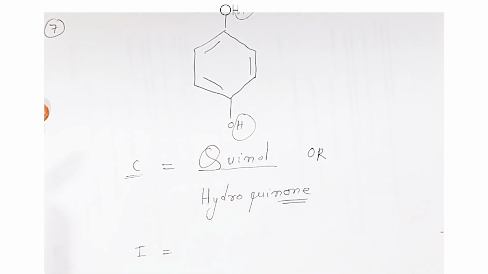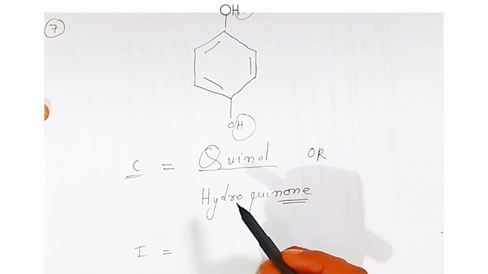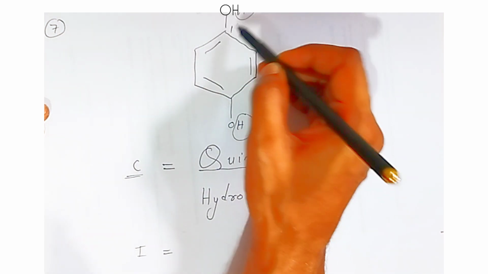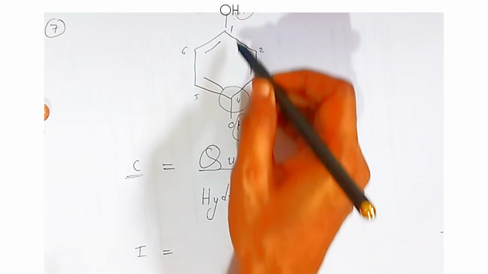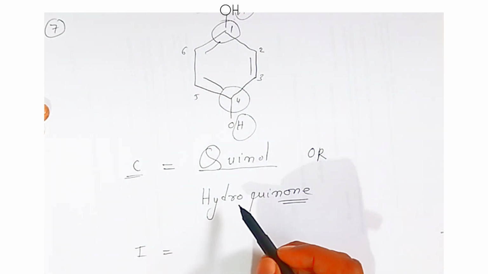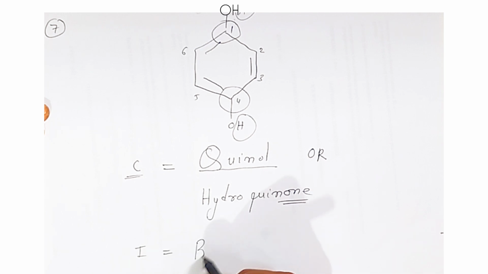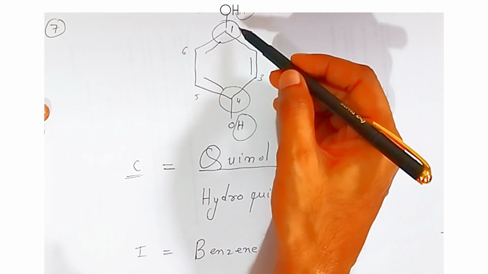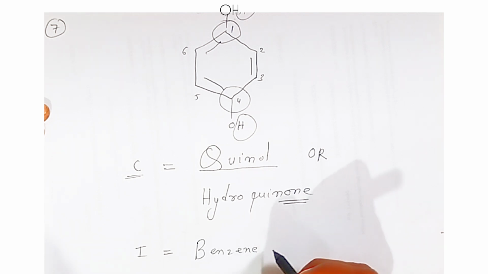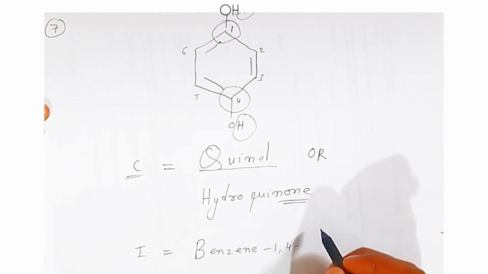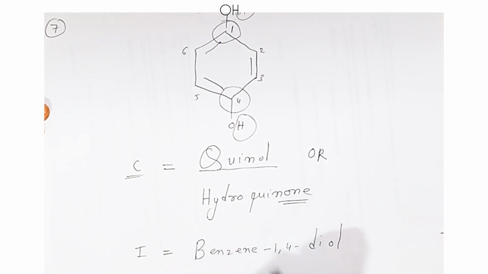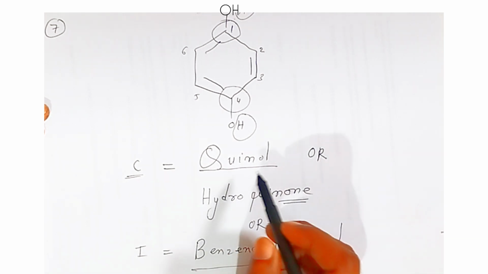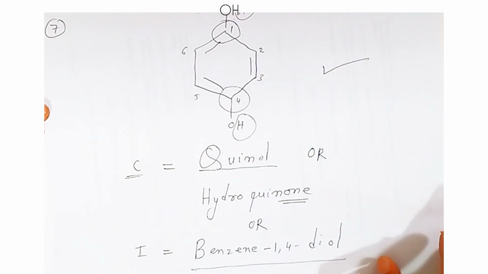Now how are you going to name this structure in IUPAC, students? For that you have to use numbering. You start the numbering from here: 1, 2, 3, 4, 5, 6. At carbon number 1 and carbon number 4 there are two hydroxyl groups. So the name will be benzene, the parent name, students. At carbon number 1 and 4 there are hydroxyl groups, so we call it benzene 1,4 diol. Di stands for 2, OL means hydroxyl group. So benzene 1,4 diol is nothing but your hydroquinone or quinol. These are very important compounds, students. So quinol or hydroquinone, or you can say benzene 1,4 diol.